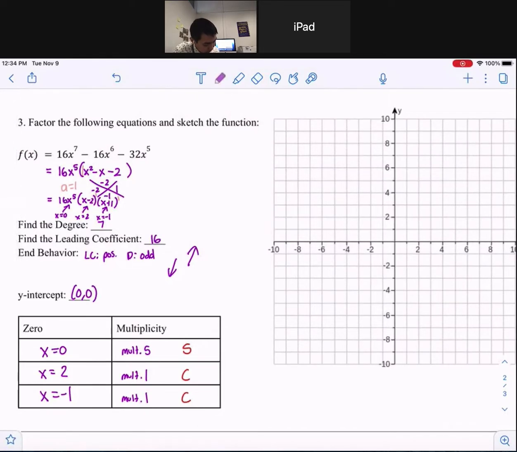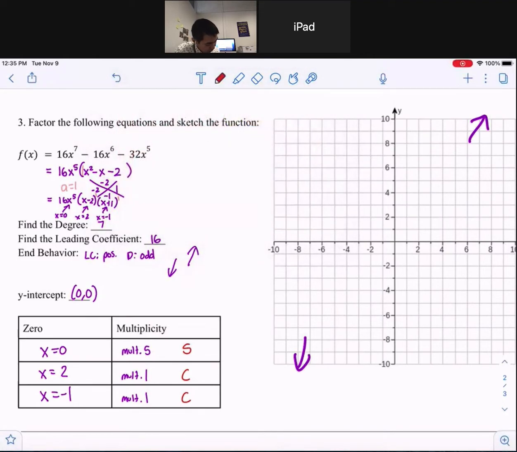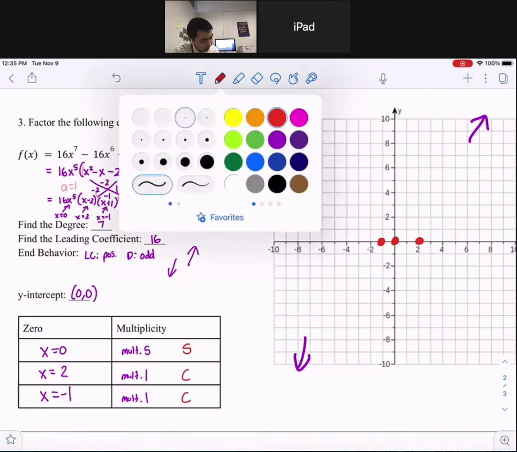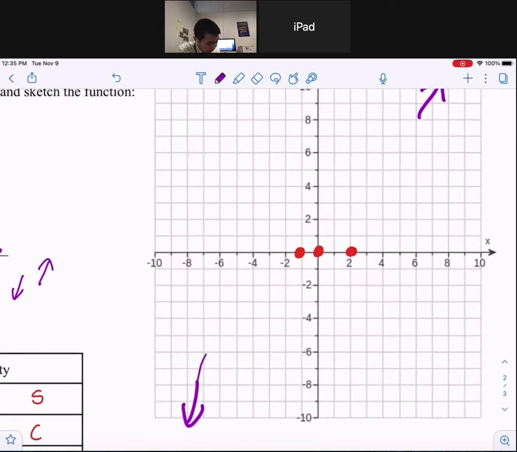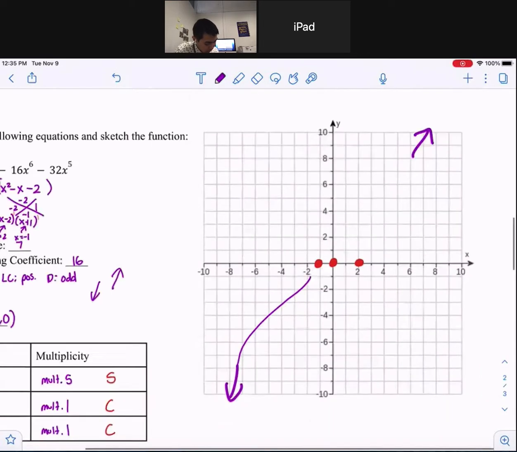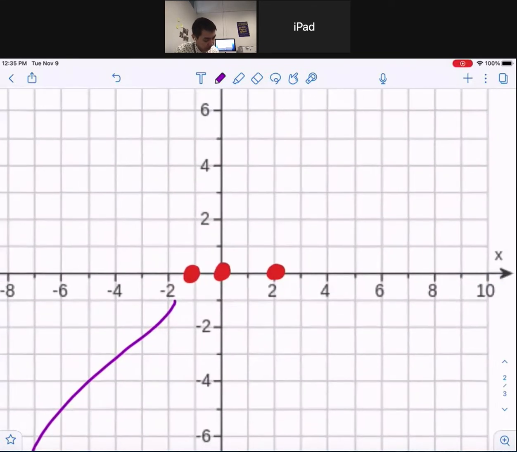So we got down and then up. And then our zeros were x equals 0, x equals 2, and x equals -1. So let's begin this graph. At -1, when we approach -1, it crosses. So just cross right through it.